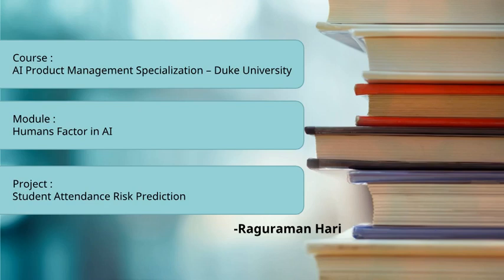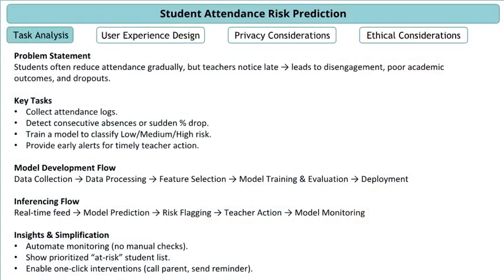My final project is on student attendance risk prediction as part of the AI Product Management Specialization at Duke University, Course 3. In this presentation, I'll walk through the task analysis, user experience design, privacy consideration, and ethical conclusion. Let's begin with task analysis.